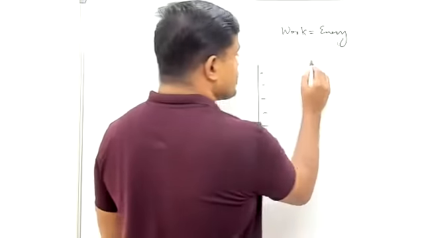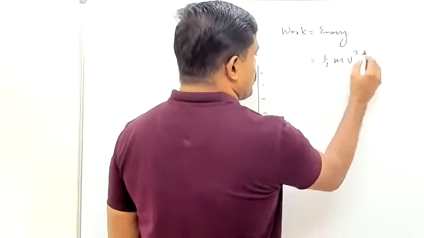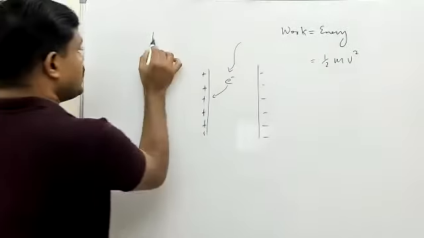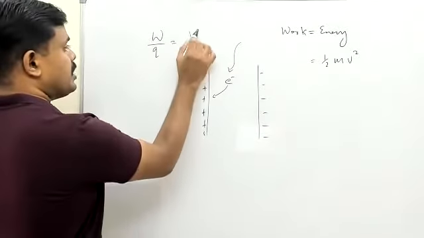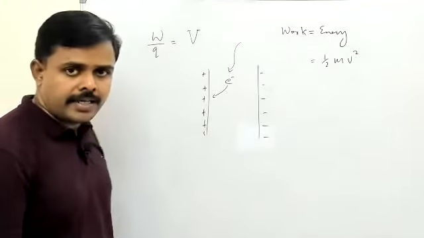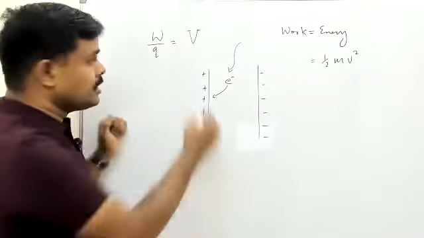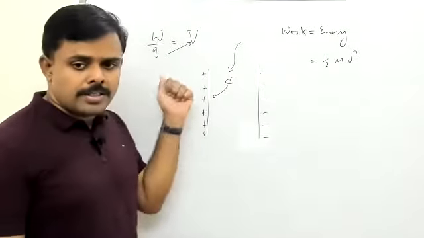So let us put kinetic energy. Kinetic energy is half mv square. What is work done? Work done per charge was defined as potential. This is the very first equation you learn in this chapter, right? Work done per charge, cross multiply. Do you remember this equation?